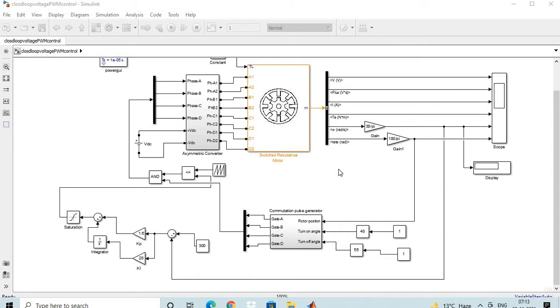In this video, we will discuss closed loop speed control of switch reluctance motor by using voltage PWM control.